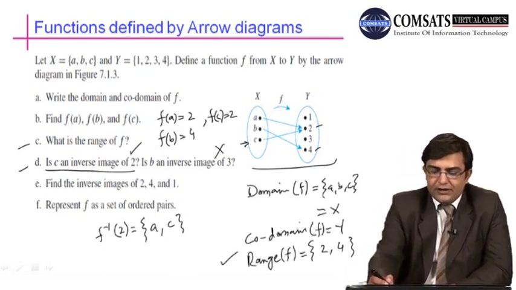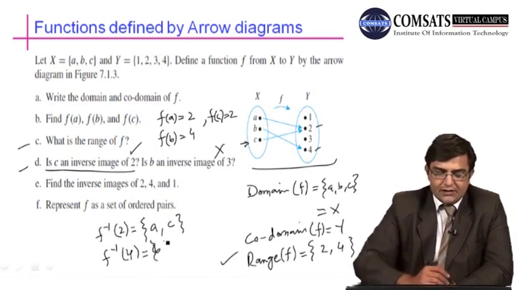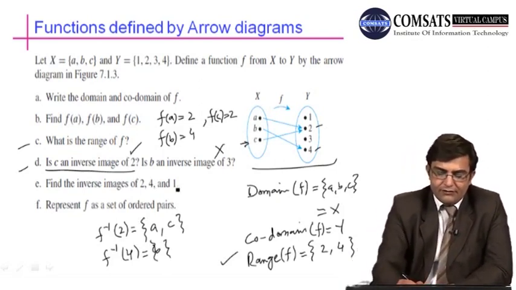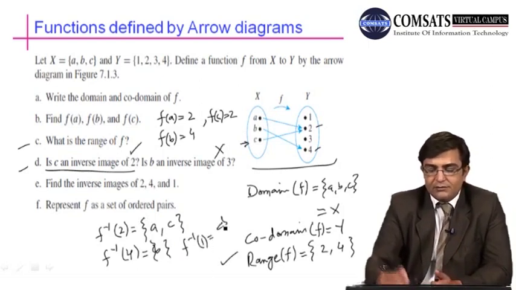Now the inverse image of 4 is b. F inverse of 4 is b. This is a singleton set. The inverse image of 1 is nothing, because the inverse image of 1 is phi, or the empty set.